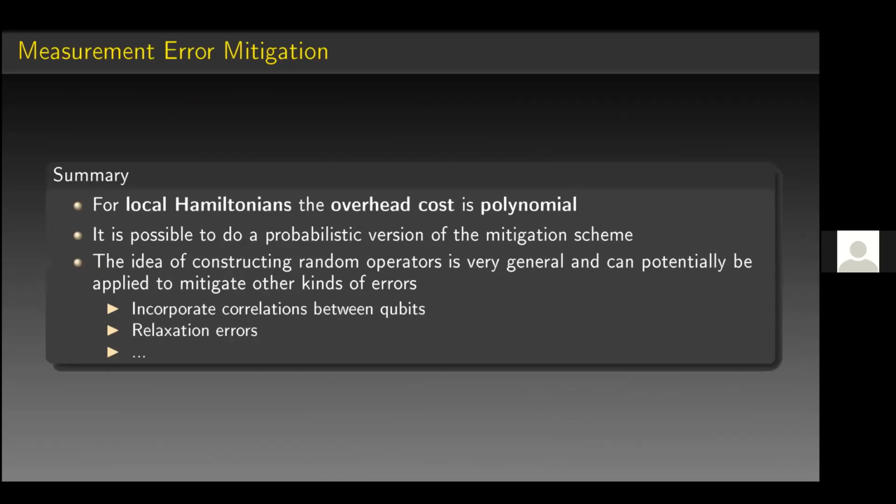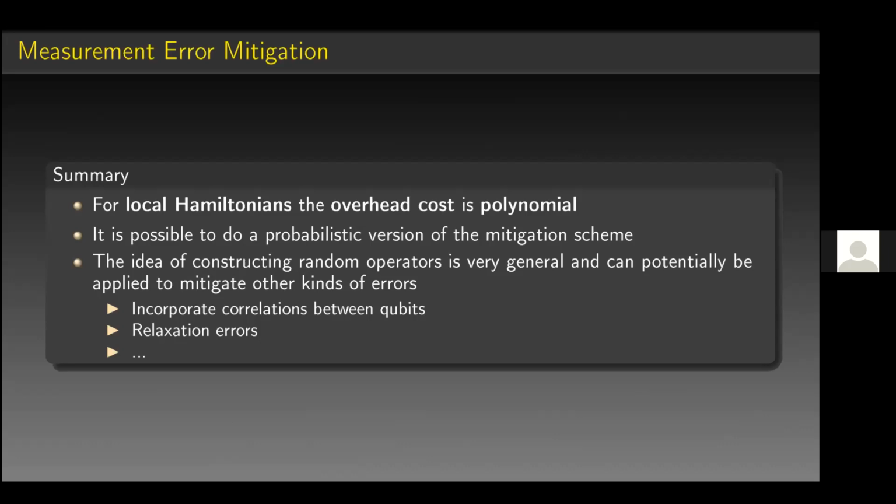Okay. So just to sum that part up, what I've shown you is a low overhead cost error mitigation method, which is only a polynomial overhead for local Hamiltonians, which is what we typically care about in physics. And I've just scratched the surface here, so you can also do a probabilistic version of this mitigation scheme, which we're currently working on. This idea of constructing random operators is in fact very general and can potentially be applied to a lot of other errors.